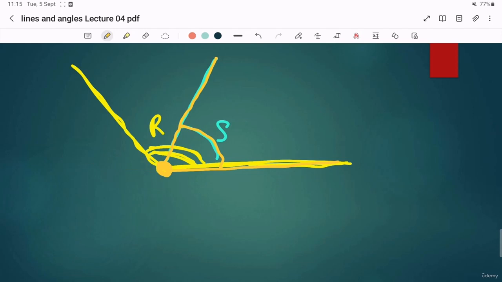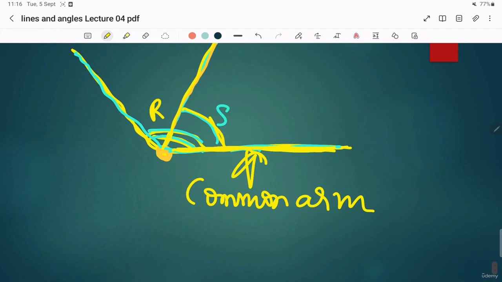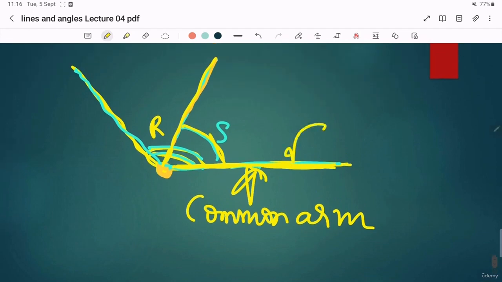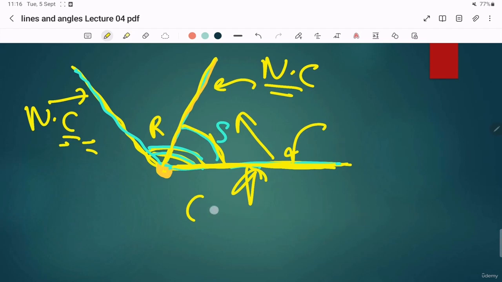Now check what their common arm is. With the help of this arm, we are having angle R. And with the help of this arm, we are having angle S. So this is a common arm. So these two angles also have a common arm. Now check the last condition. As you can see, this is a common arm and this is a non-common arm. And this is also a non-common arm. And these non-common arms are on the same side of the common arm. Therefore, these are not adjacent angles.